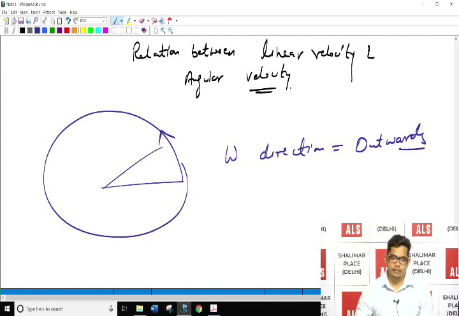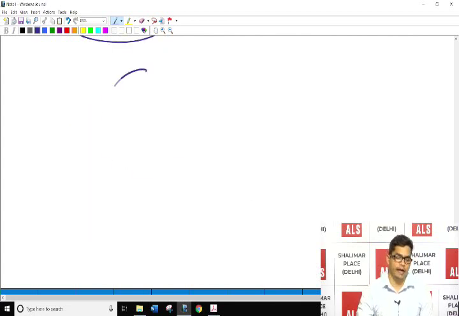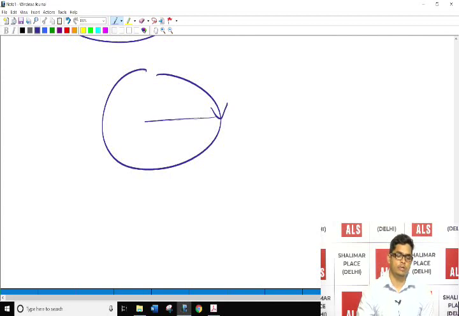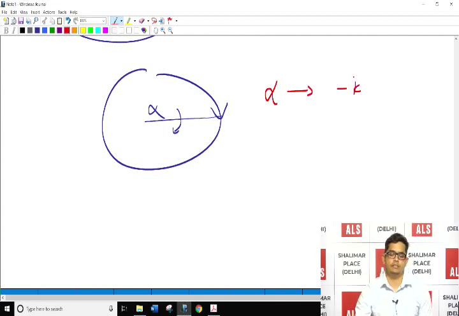In a similar way, if you talk about angular acceleration, suppose alpha is like this. Then roll your fingers, the thumb is pointing inwards. So alpha is towards minus k, isn't it? Because inside we generally take as minus z direction.